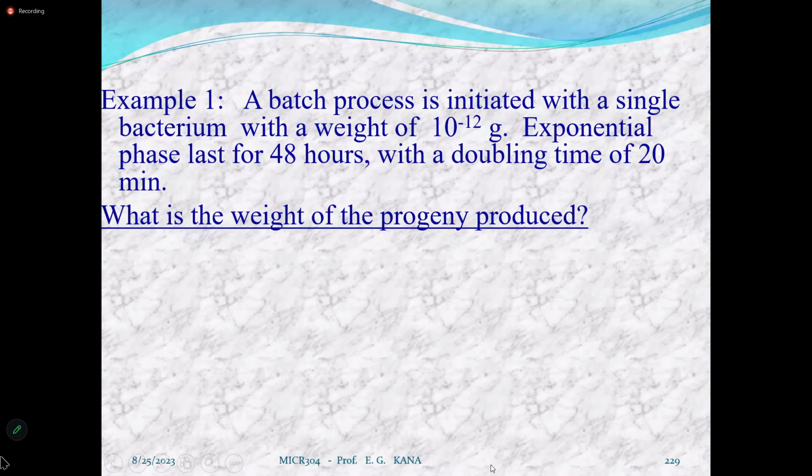A batch fermentation process is initiated with a single bacterium with a weight of 10 to the power of minus 12 grams. The exponential phase lasts for 48 hours with a doubling time of 20 minutes. What is the weight of the progeny produced? That is, what is the final weight of the cell in the reactor?